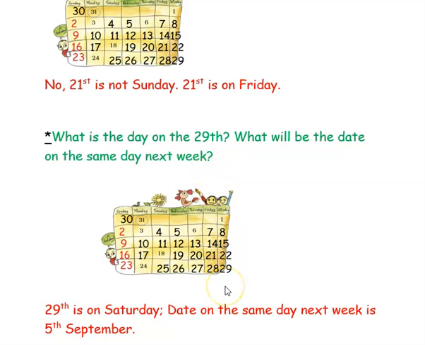So next week it's not here. So we are going here: Sunday 30, Monday 31, Tuesday 1. So it goes to the next month. Next month after August is September. So here September 1, September 2, September 3, September 4, September 5. Okay. So September 5th. Next week, the same day is on September 5th.